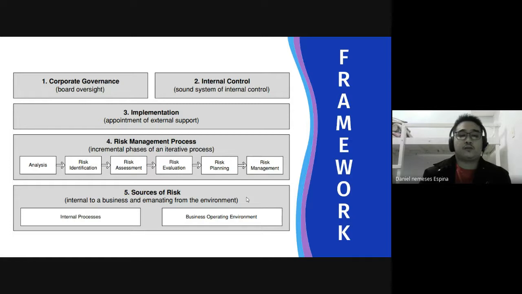Then the sources of risk can either be from internal processes inside the company or in the business operating environment outside the company. So such as the economy of the community, the technological trends, the market risk, social risk, the political environment. So all of those can affect the business operating.